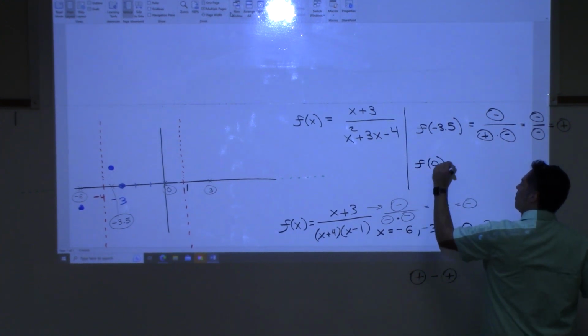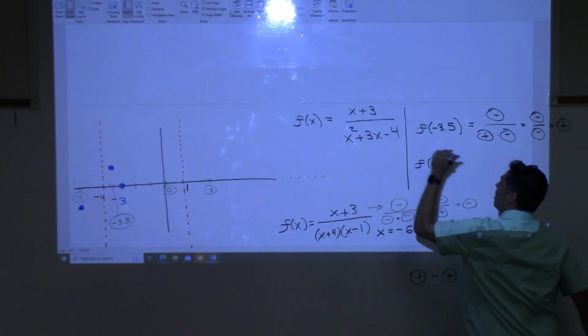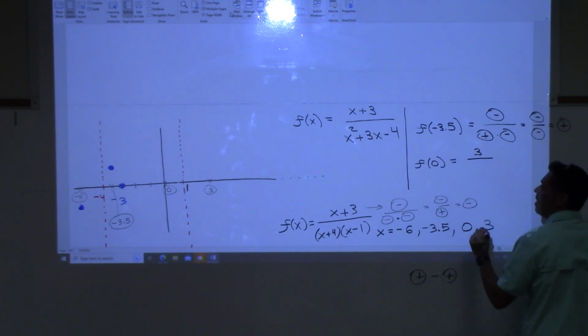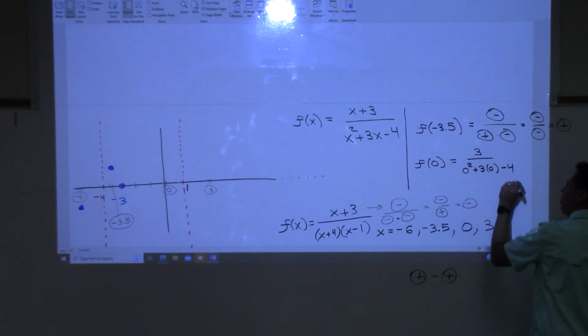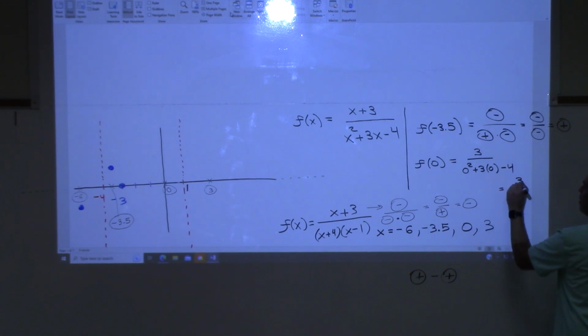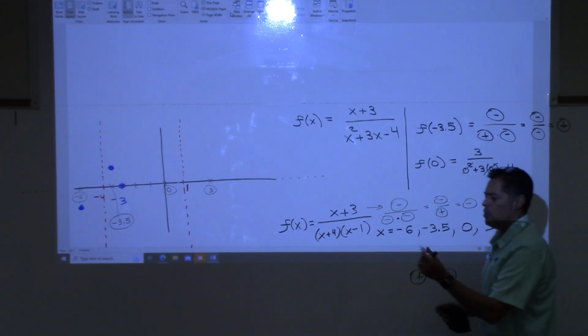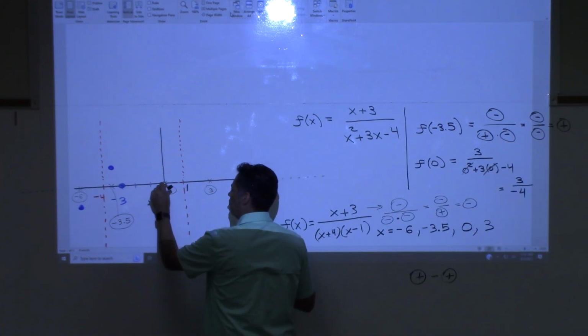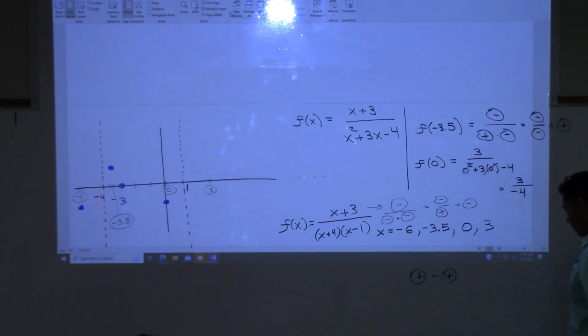F of 0. Let's plug 0 in. We're actually going to plug in precisely. 0 plus 3, 3. On the bottom, 0 squared plus 3 times 0 minus 4. So you get 3 on top, and on the bottom these go away and you just get -4. So 3 over -4 is a negative number, right? So at 0, I put a point where? Below. Anywhere I want. We're only 25 minutes into the problem now.